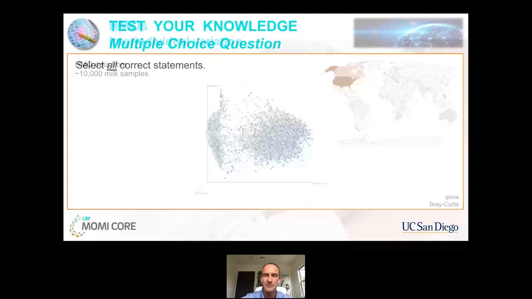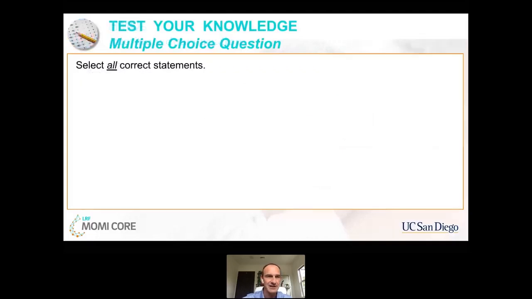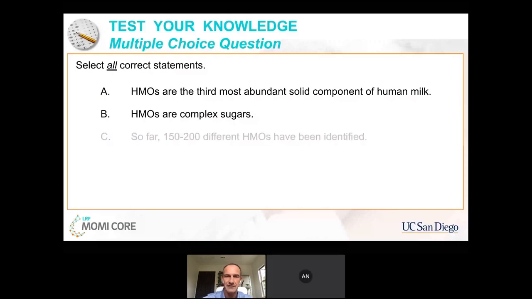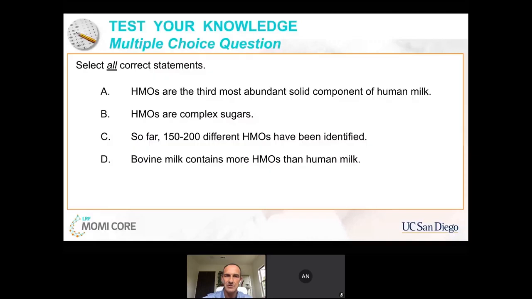So here comes the first poll question. I can't see what you're answering there, so I give you the answers here. We'll state all that are correct. HMOs are the 3rd most abundant solid component of human milk. HMOs are complex sugars. So far, 150 to 200 different HMOs have been identified. Bovine milk contains more HMOs than human milk, and every person synthesizes the same set and amount of HMOs.